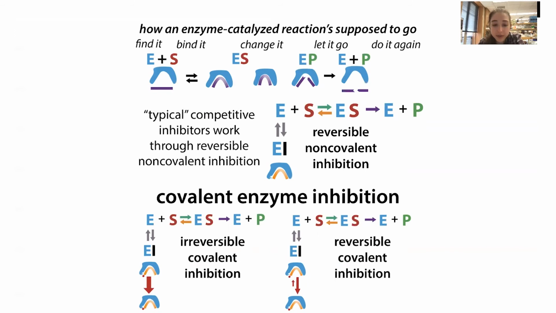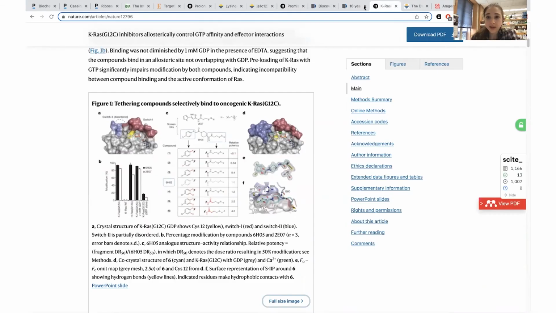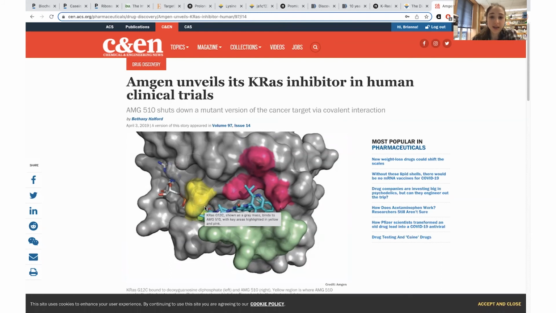So I've been talking about examples of reversible covalent inhibition, but there are also important examples of irreversible covalent inhibition. We've talked about penicillin, but there are also more modern day examples, in terms of actual recent discoveries. A really exciting one is sotorasib, which was called AMG 510. And it is a covalent inhibitor of KRAS, a mutant form of KRAS.